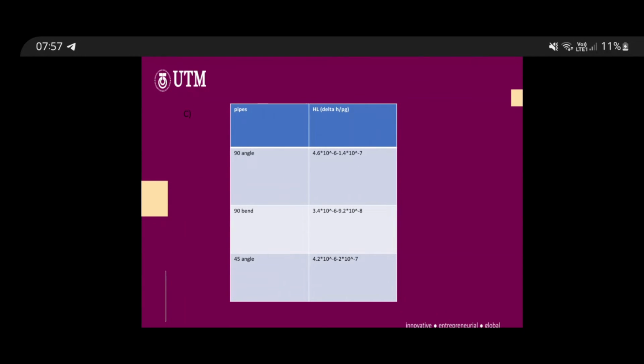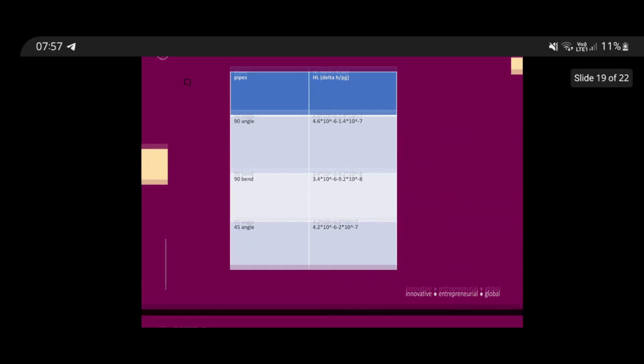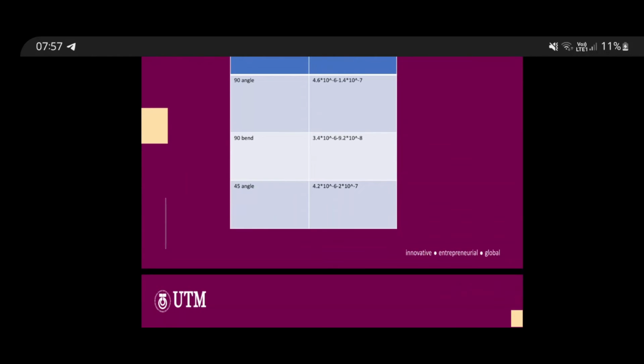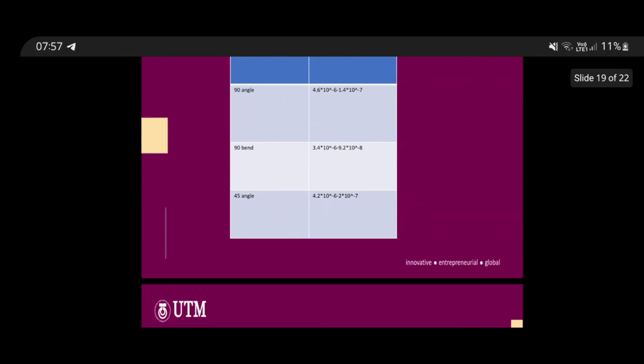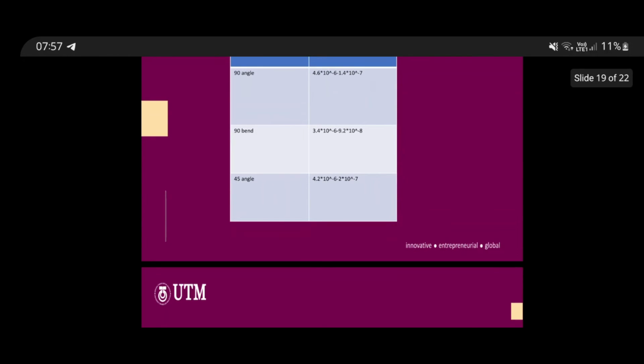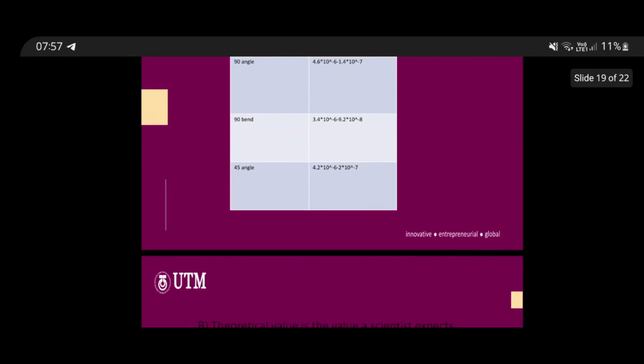This is the third table, which is for the 90 angle, 90 bend, and 45 angle. The first one is 4.6 times 10 to the power of minus 6 up to 1.4 times 10 to the power of minus 7. The second one here is 3.4 to 9.2 times 10 to the power of minus 8. And the last one here is 4.2 times 10 to the power of minus 6 to 2 times 10 to the power of minus 7.